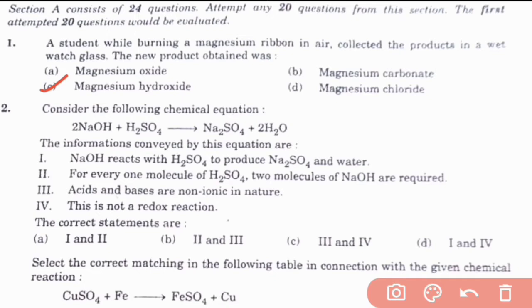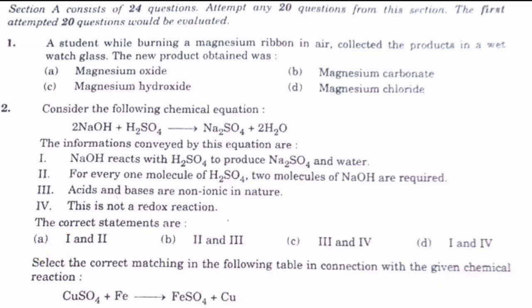Because here the reaction is between sodium hydroxide plus sulfuric acid and the products are sodium sulfate plus water. So here our answer is the first option, that is NaOH reacts with H2SO4 to produce Na2SO4 and water, which is right. And next one is, for every molecule of H2SO4, 2 molecules of NaOH are required. This is also correct. So correct option is option number A.